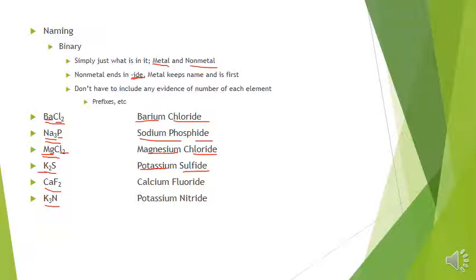Notice that the names do not tell you how many of the elements there are. And then finally, the last one, potassium nitride. It's not nitrogenide or nitrate. It's potassium nitride. Remember, binaries end in "ide." These are all binary, so they all end in "ide," and they just name their metal and their nonmetal.